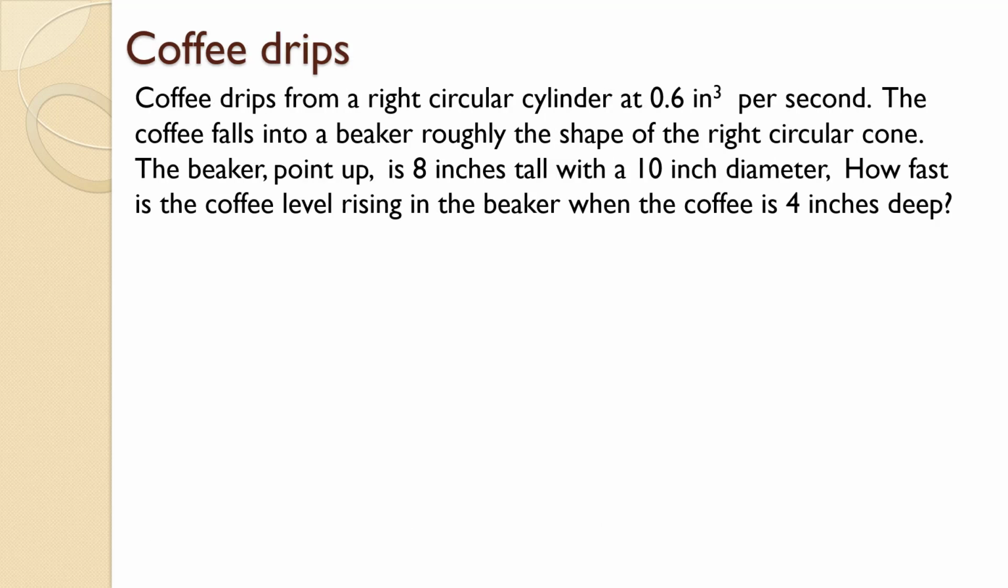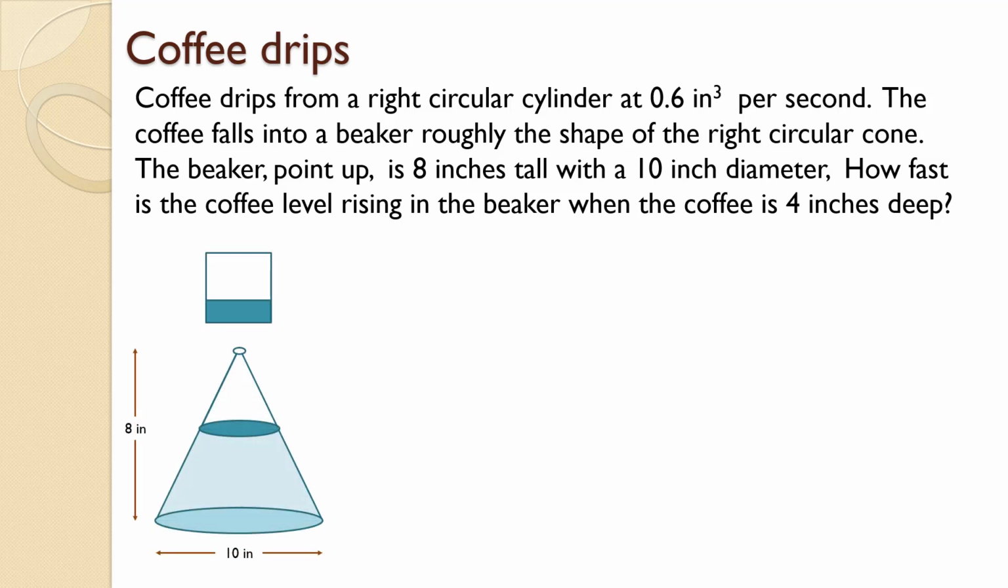Let's suppose that we have coffee dripping from a right circular cylinder at a rate of 0.6 cubic inches per second. The coffee will fall into a beaker roughly the shape of a right circular cone. The beaker point up is 8 inches tall with a 10-inch diameter. Now I want to know how fast is the coffee level rising in the beaker when the coffee is 4 inches deep. So here is a typical example of how the liquid could be dripping into our beaker. We have the cylinder above and the right circular cone below. The cone has a height of 8 inches and a diameter of 10 inches.